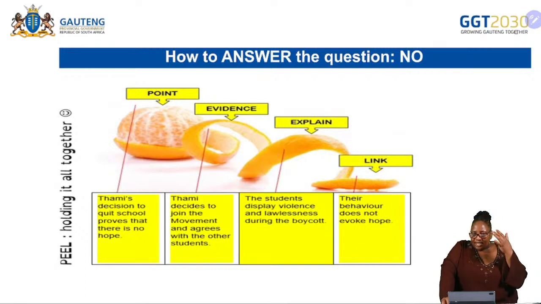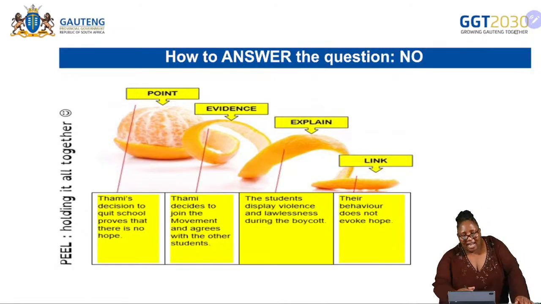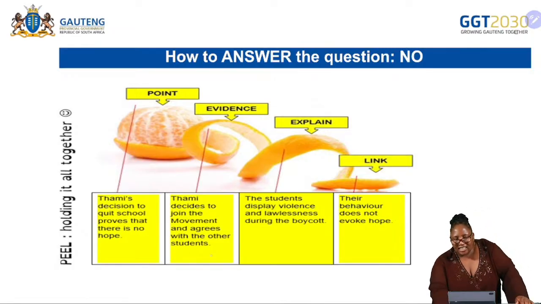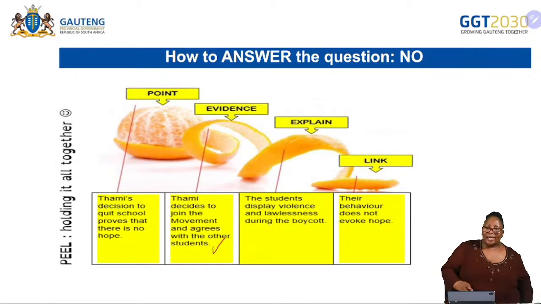If your response is no, in this instance, Thami's decision to quit school proves that there is no hope. Thami decides to join the movement and agrees with other students. That's evident, because he feels staying in his home, staying in his community of Brakvater doesn't give him hope. There's no hope in this drama. So what does he do? He decides to join the movement.